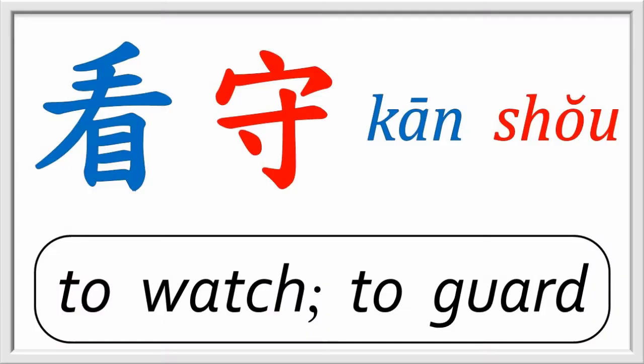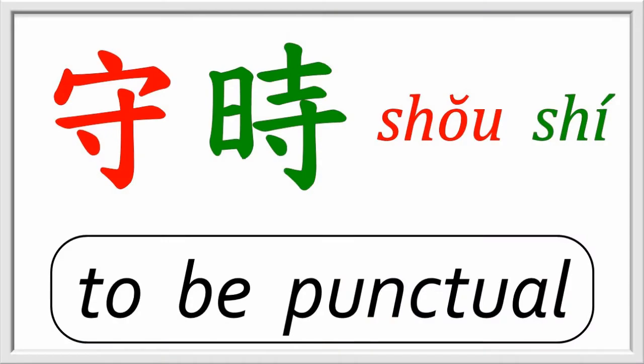By adding a character we learned earlier in Lesson 8, first tone, kan, meaning to guard, we have a new expression, 看守, meaning to watch and guard, or to detain a suspect before trial. If we know a person who's rarely on time, we can say he or she is not punctual, 不守时, literally, not keep the time. The affirmative, of course, is 守时.